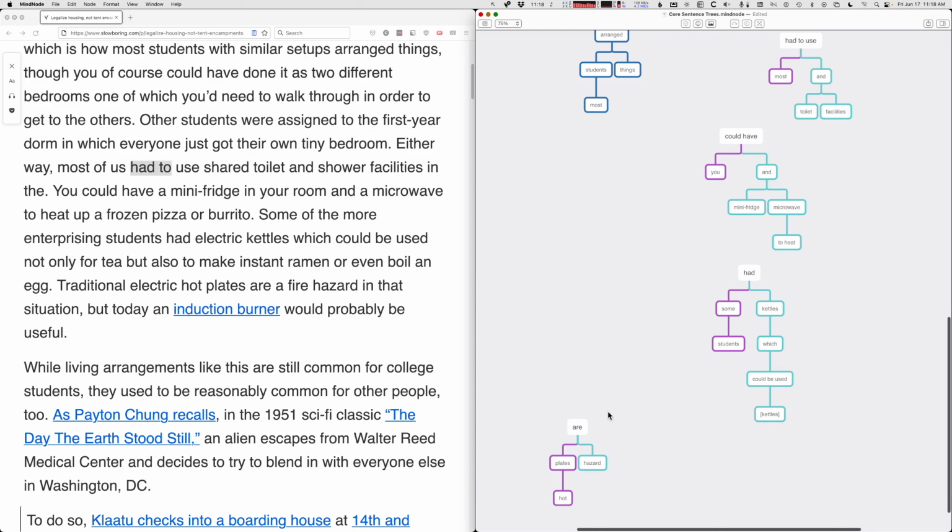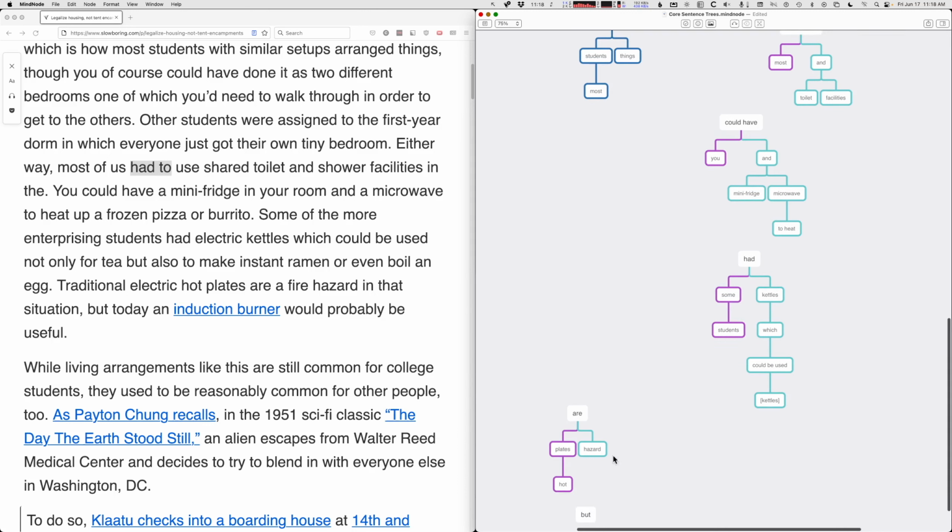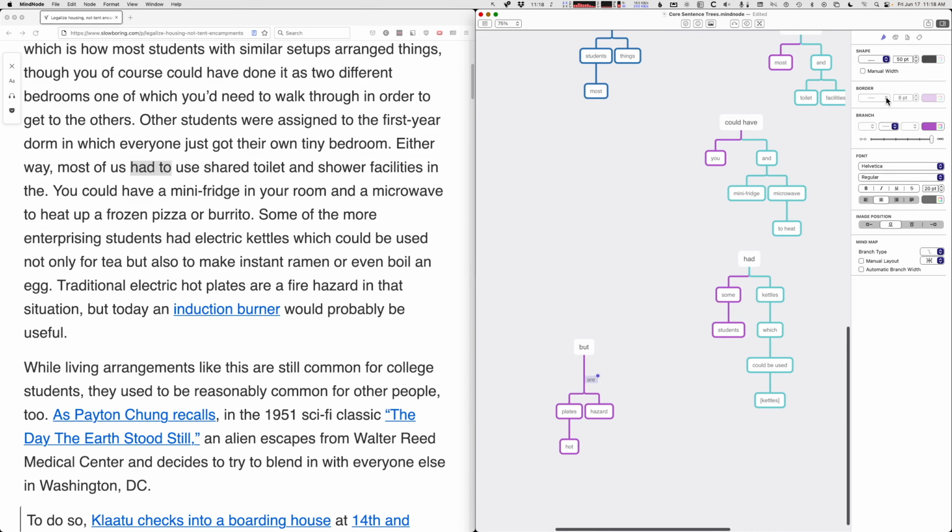And then we have but, so we have a major conjunction here. We need a border on this node. Oh, we need a shape on this node. There we go, I fixed it. Okay, so but joining this main idea that the plates are hazard and joining something else. What are we joining? Okay. Burner. And induction is an important word for understanding the sentence and be useful. Okay. Induction burner would be useful.